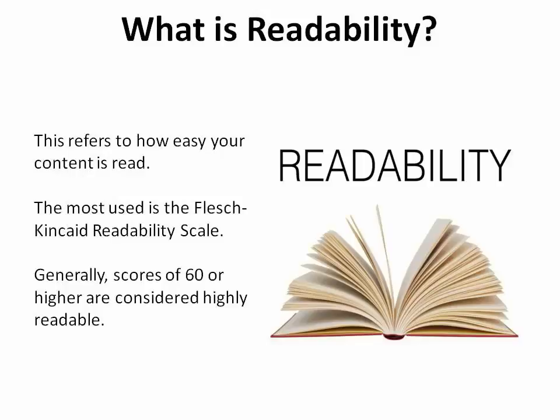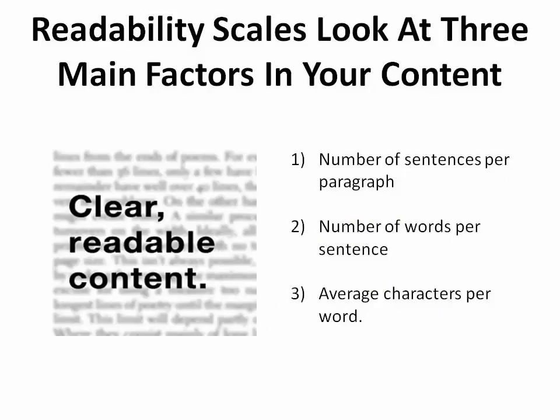The Flesch-Kincaid readability scale and other methods look at three main factors in your content. They examine the number of sentences per paragraph, they look at the number of words per sentence, and they factor in the average characters per word.